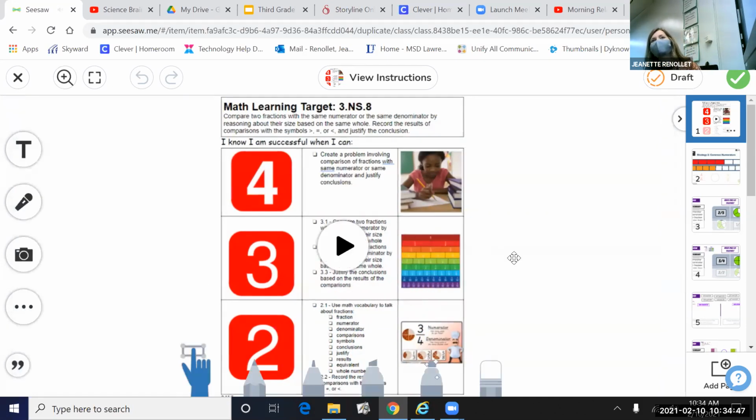Okay, so first we compared fractions with the same denominator. Then we compared fractions with the same numerator. And today we're going to be mixing it up. You're going to have problems where you compare fractions with the same numerator, and then you might see a problem where you compare fractions with the same denominator. So it's getting really tricky today as we mix it all up.